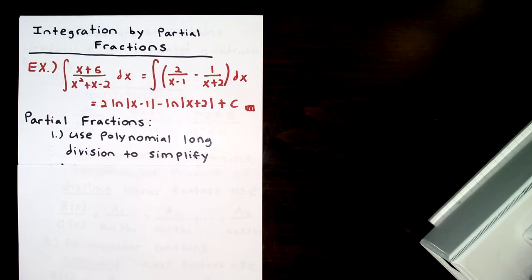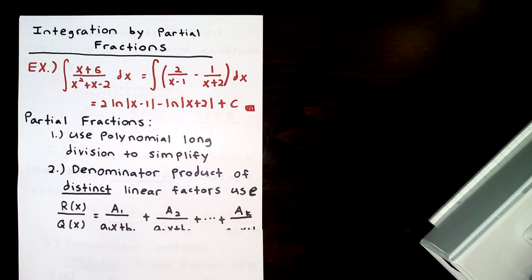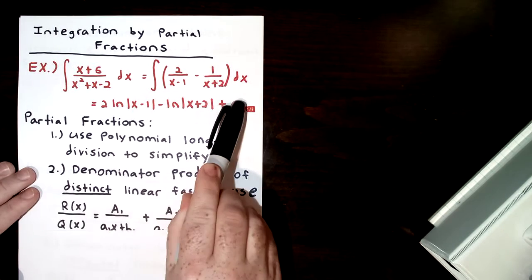So in the first case, if the degree of the polynomial in the numerator is larger than the degree of the polynomial in the denominator, we will want to go ahead and use polynomial long division to simplify the rational expression. Next, suppose that the denominator is a product of distinct linear factors. So this is the case that we had in our initial example.